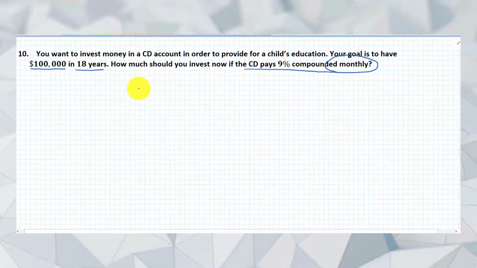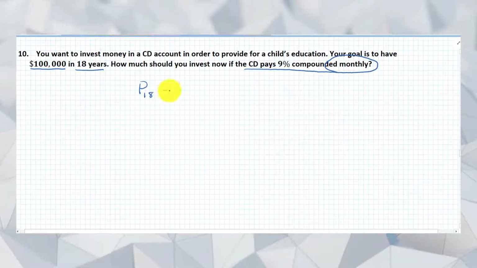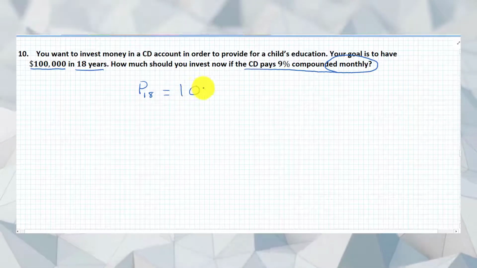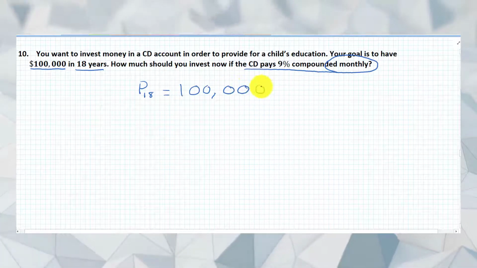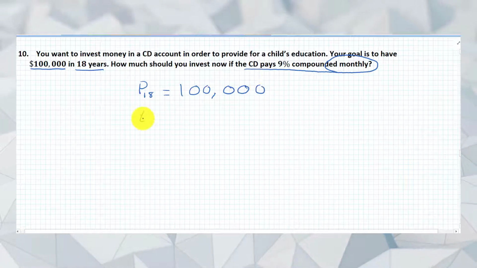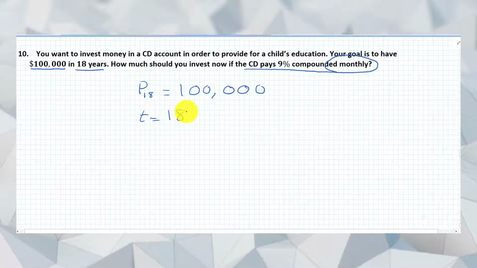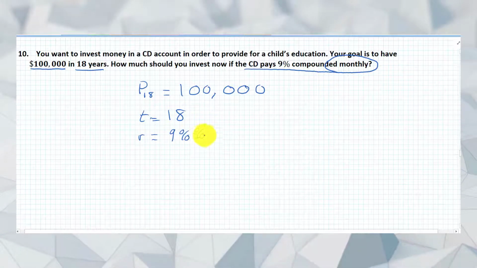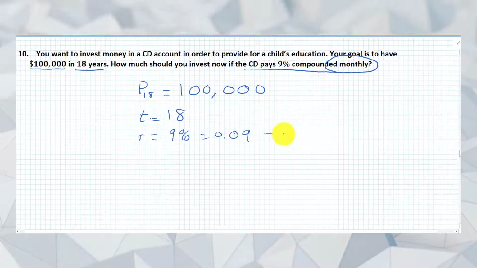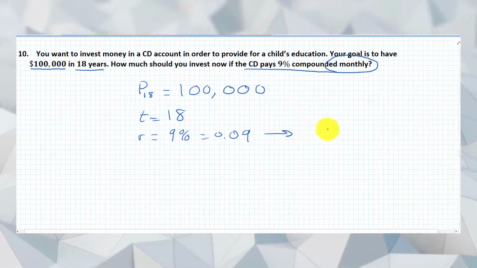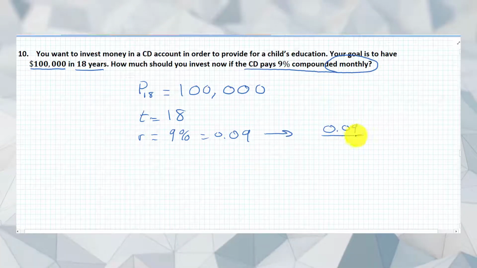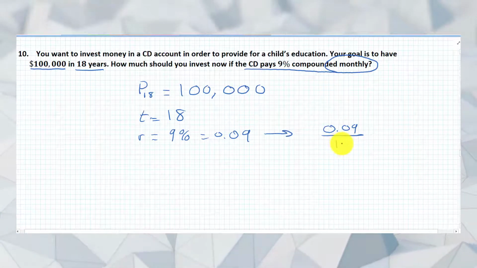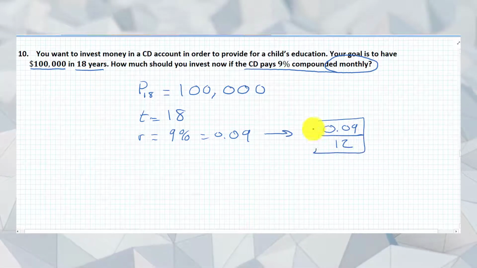So what do I know? I know P18 is $100,000. This is what I want to have in the future. T, how many years? Well, 18 years. My rate R is 9%, so it's 0.09, but I compound monthly. So the interest rate I'm adding at the end of every month is 0.09 divided by 12.